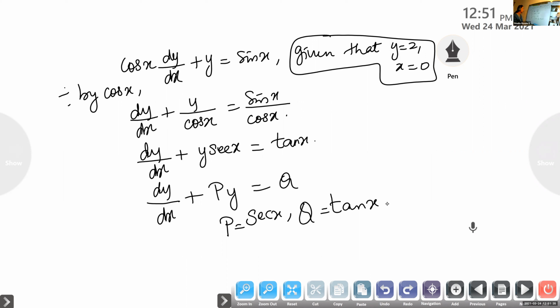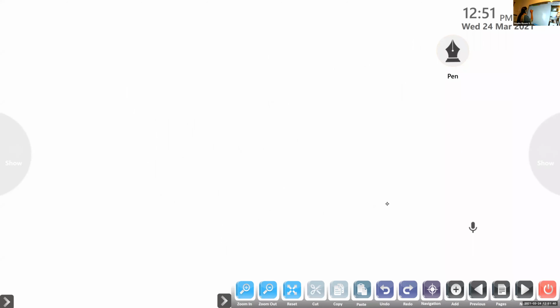Okay, now before proceeding further, children, what is the integral of sin x? Recall the formula. The integral of sin x is minus cos x plus c.